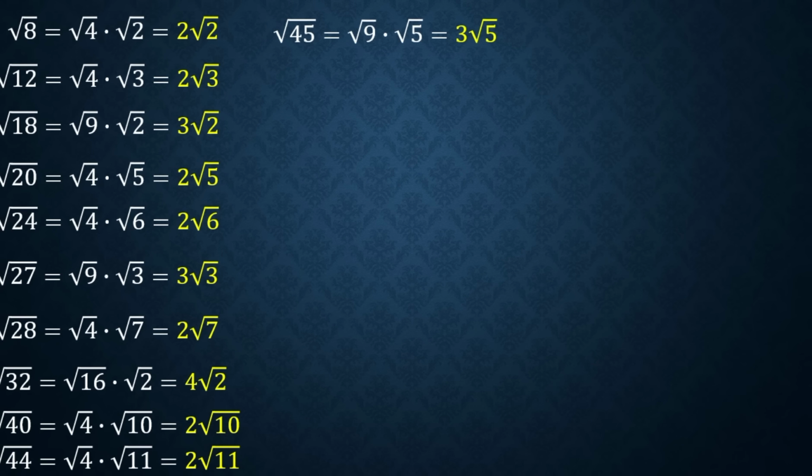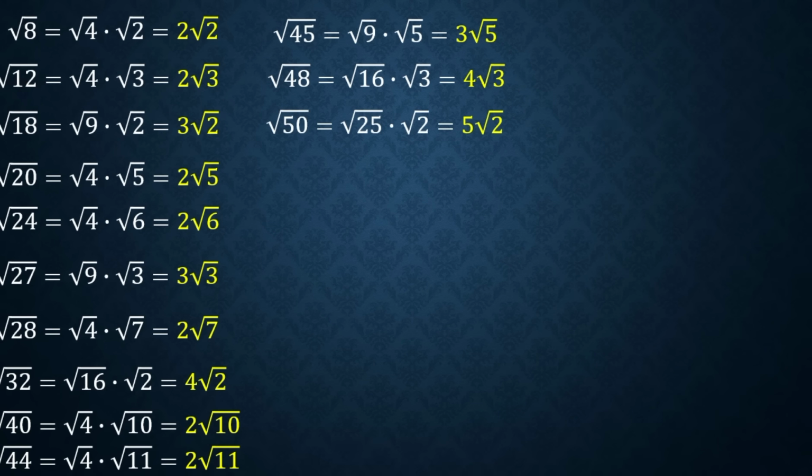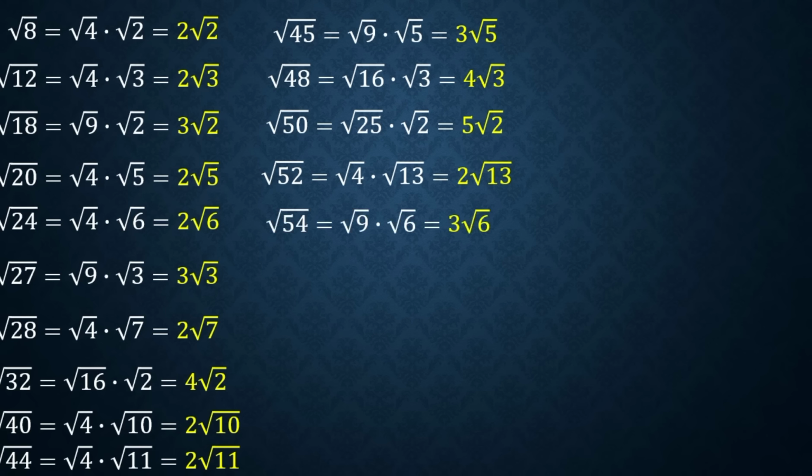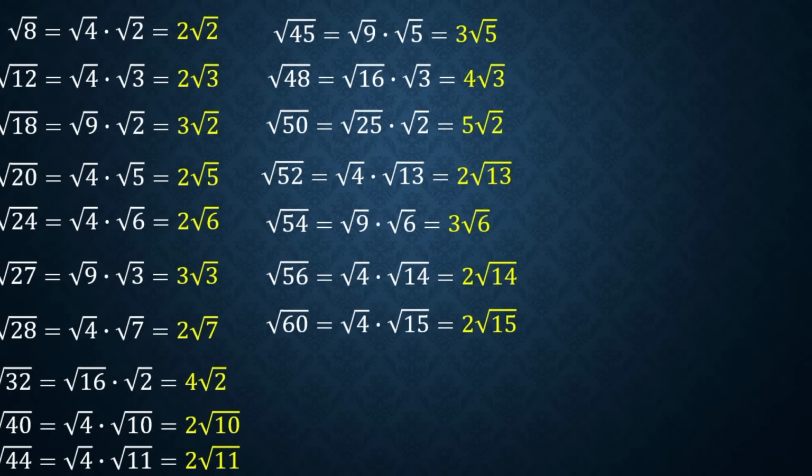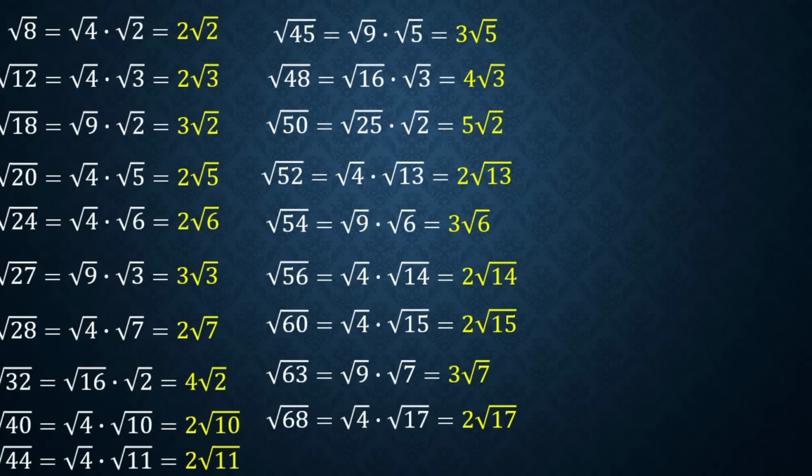Square root of 45, that is 3 square root of 5. Square root of 48, that is 4 square root of 3. Square root of 50, that is 5 square root of 2. Square root of 52, that is 2 square root of 13. Square root of 54, that is 3 square root of 6. Square root of 56, that is 2 square root of 14. Square root of 60, that is 2 square root of 15. Square root of 63, that is 3 square root of 7. Square root of 68, that is 2 square root of 17.